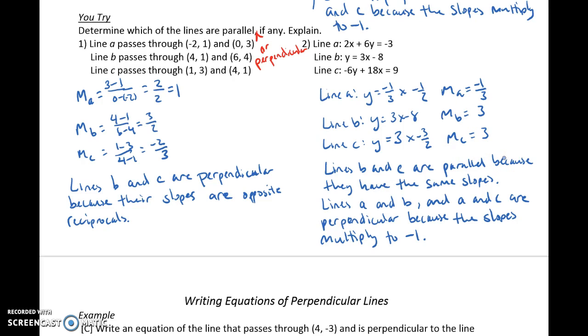All right, so we're going to go ahead and stop here. We're going to write the equations of perpendicular lines together in class, but please come back with questions.